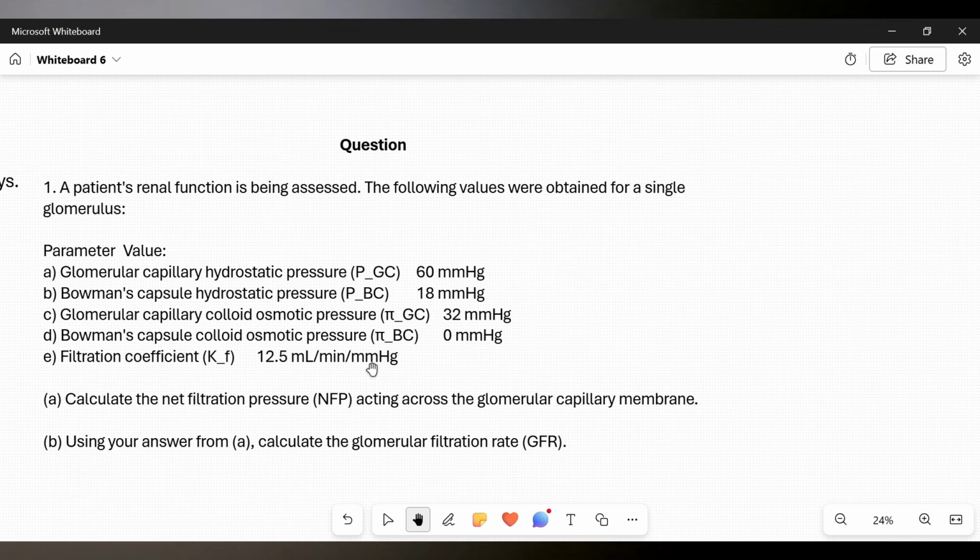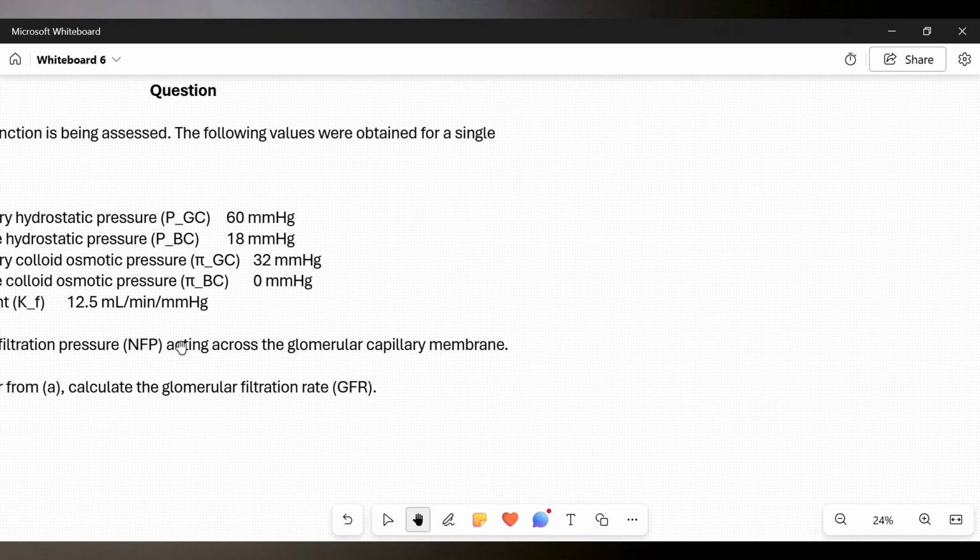per millimeter mercury. So with these parameters given, we are to first of all estimate the net filtration pressure acting across the glomerular capillary membrane. Then when we get this, we use that information to calculate the glomerular filtration rate. So let's try to calculate this.